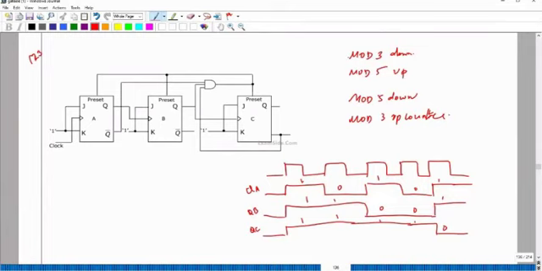See here, this is not connected to a bubble, so it is nothing but a down counter. Okay, this is a down counter. So if I consider this is Q bar, and this is QB, okay, QB, and this is QC bar. So I told you this is a down counter. So let me write down counter.